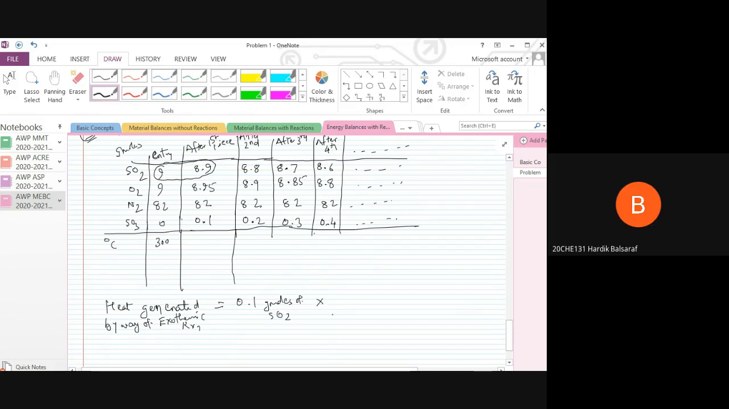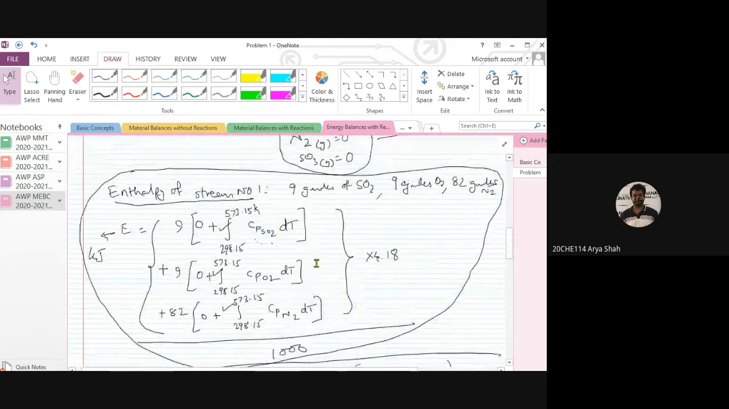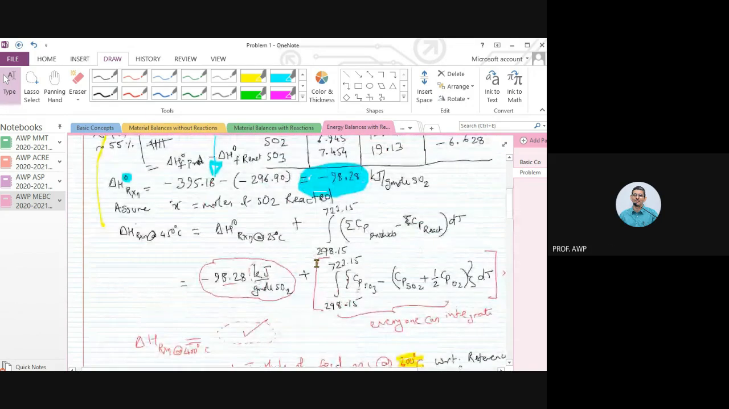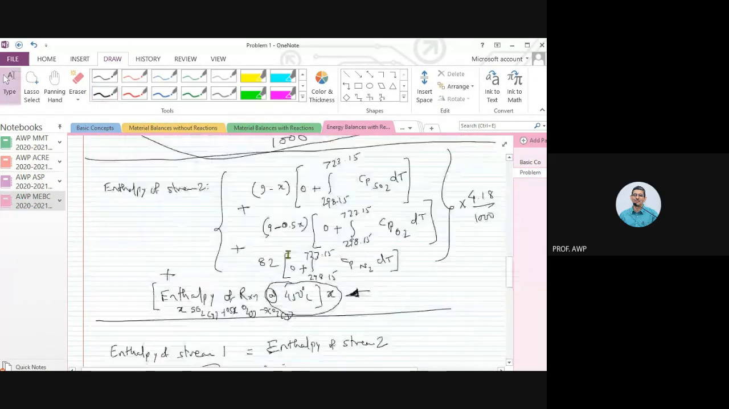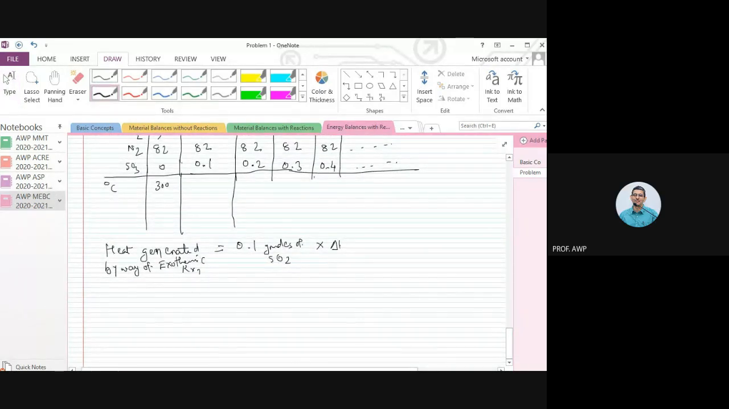0.1 gram moles of SO2 multiplied by what? 98.2. 98, Hardik, 98 is what? Heat of reaction. But this is at 25 degrees centigrade, Hardik. Okay, sir. Sorry, sir. So, heat of reaction at 300 degrees Celsius. Correct. Delta H at 300 degrees centigrade for this reaction. Do you agree with this?